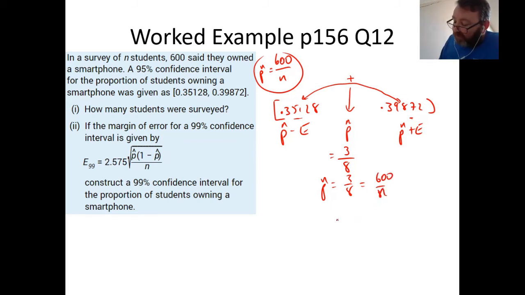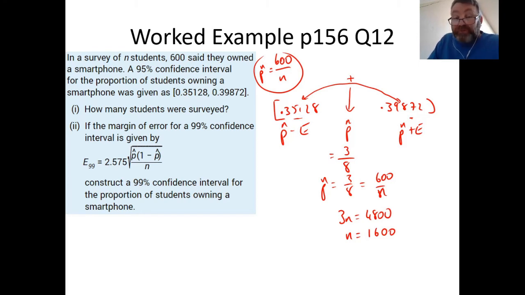Do the cross multiplication. That gives me 3n equals 6/8, or 48. So therefore when I divide by 3, I get n equals 1600. So there were 1,600 students in the survey. That's it. Part 2.